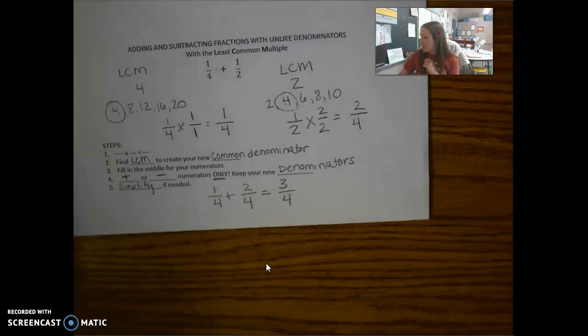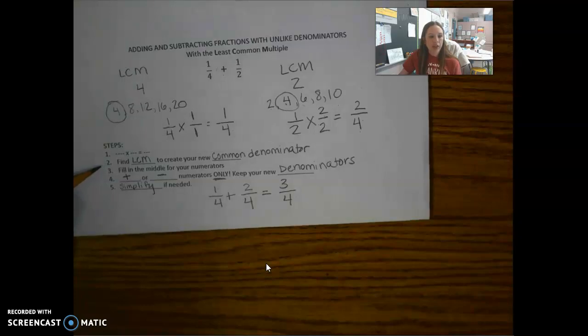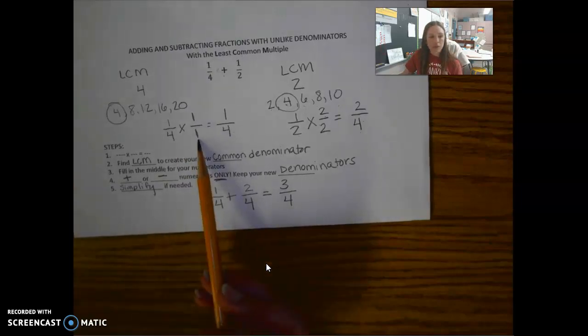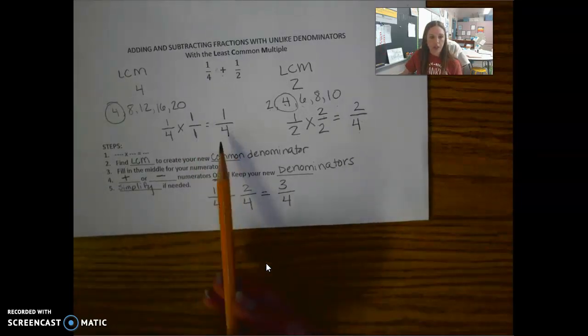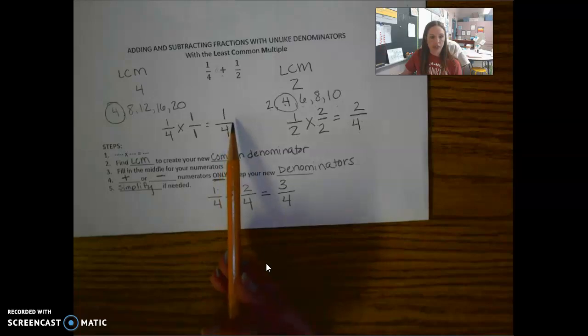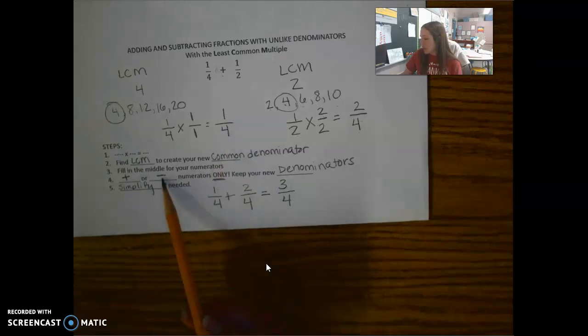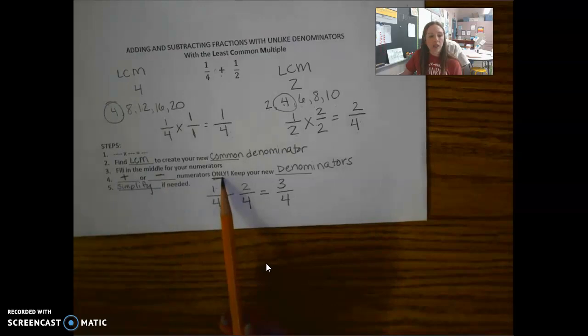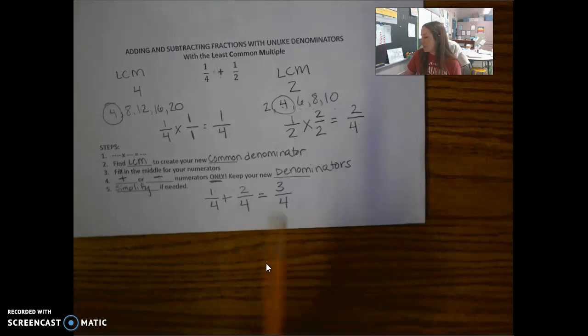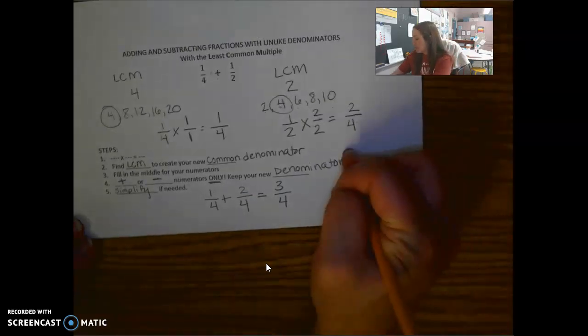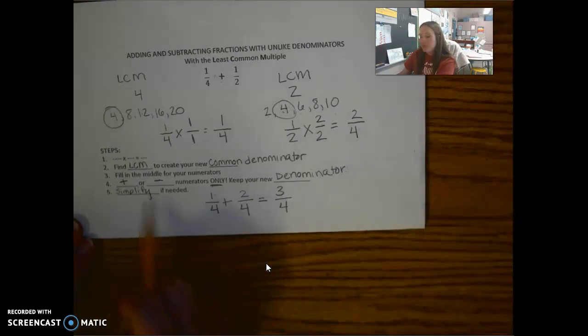So these are the steps. Dash times dash equals dash. That's what we're going to do. Find the LCM to create your common denominator. Fill in the middle for your numerators to see what your numerator is going to be. Add or subtract numerators only. Keep your new denominator. And simplify if needed.